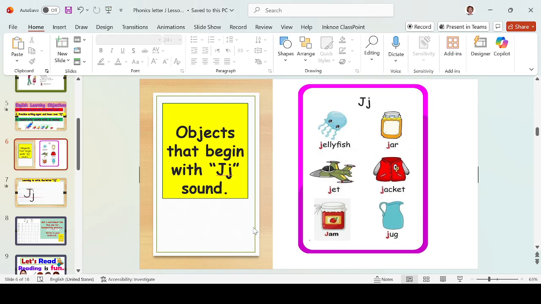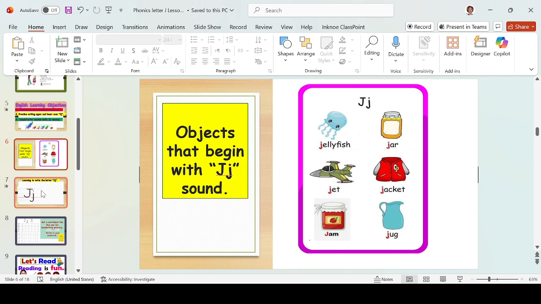You can stop the video, move around your house, look for objects which start with a J, J, J. You can talk about them, describe them, okay? You can draw, you can do anything with those objects, okay?